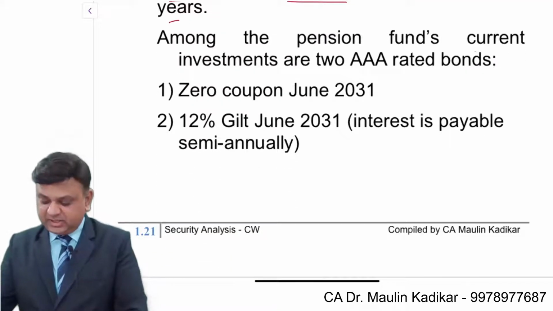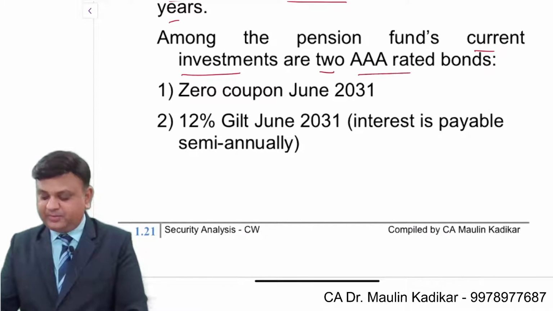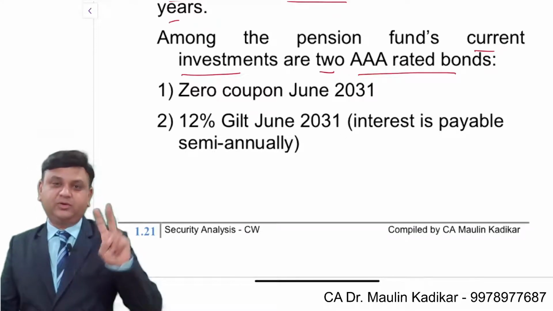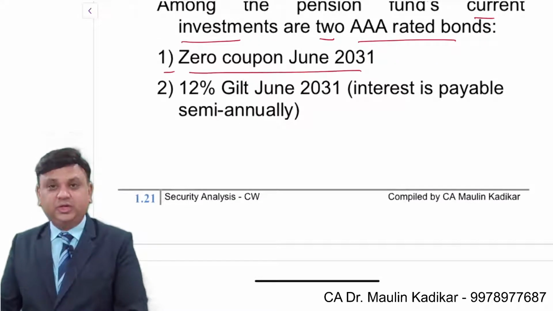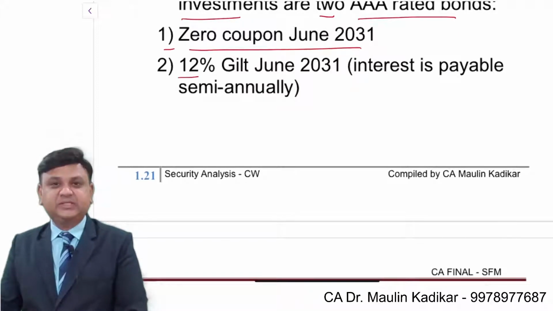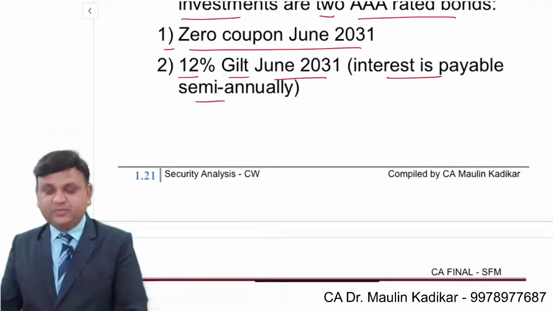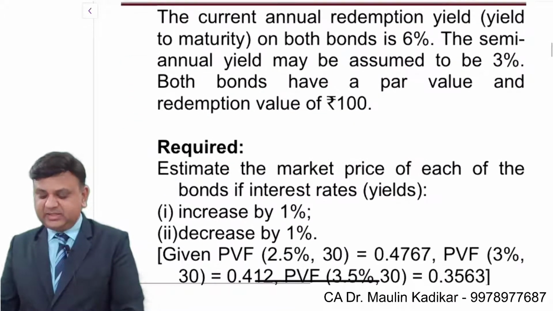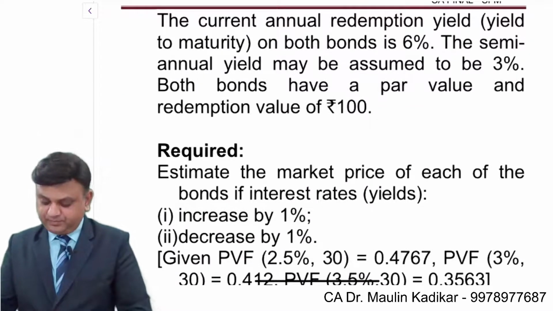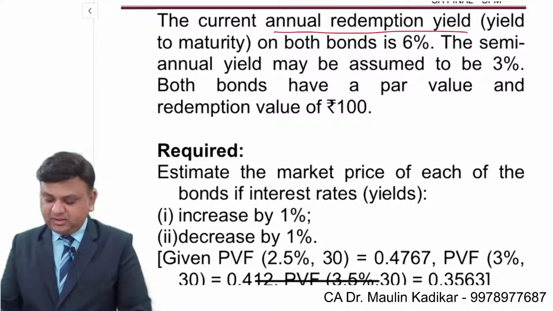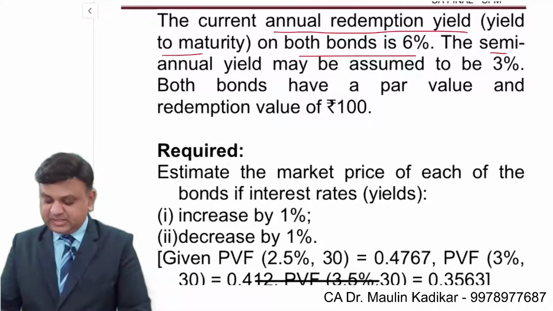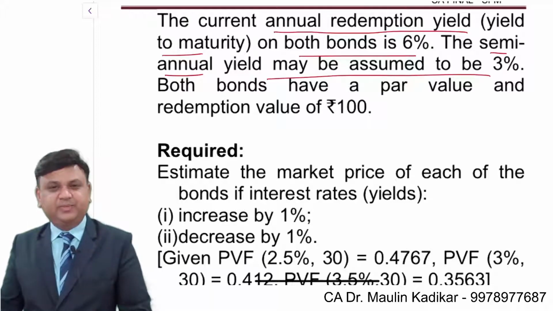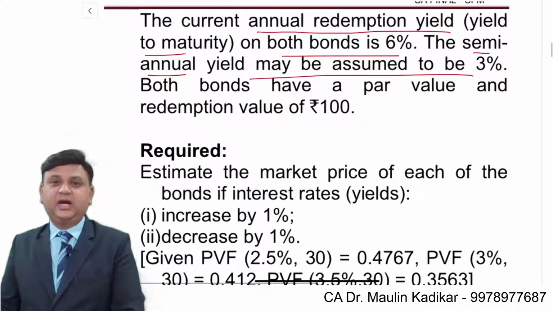Among the pension fund's current investment are two AAA rated bonds. First is zero coupon 2031. Second is 12% Gilt June 2031. Interest is payable semi-annually. Gilt stands for the government security. The current annual redemption yield to maturity on both the bonds is 6%. The semi-annual yield may be assumed to be 3%. How is 3 calculated? Half of 6.